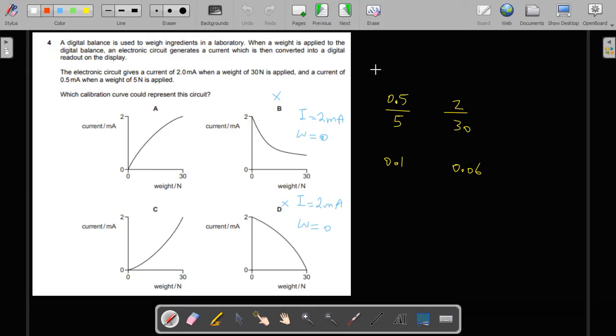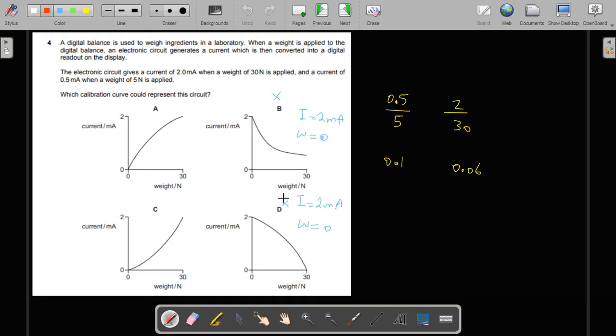First of all, we can say that B and D will be wrong. Why? Because when I is 2 milliamp, weight is 0 for B and D, which is wrong, because when I is 2, weight is 30 Newton. That's why B and D will be completely wrong. Now, between A and C, we can say which one is right. Between A and C, we can see that in A, gradient decreasing, and in C, gradient increasing.